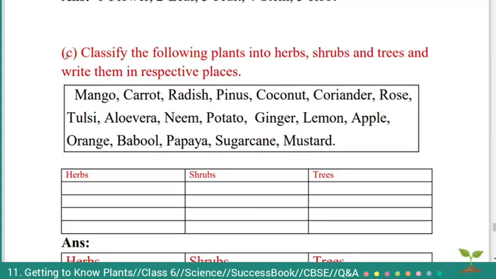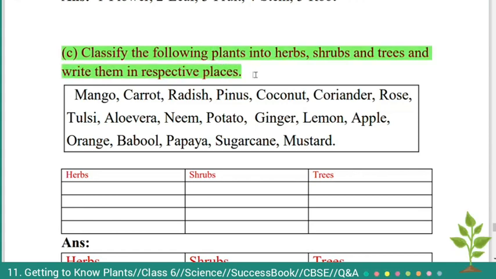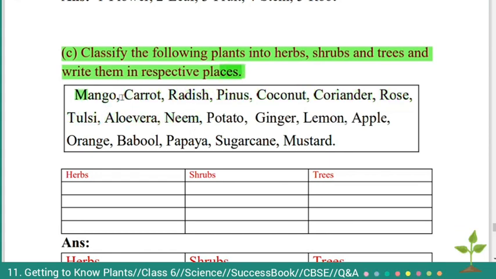Question C. Classify the following plants into herbs, shrubs and trees and write them in respective places. Here it is given mango, carrot, radish, pinus, coconut, coriander, rose, tulsi, aloe vera, neem, potato, ginger, lemon, apple, orange, babul, papaya, sugarcane, mustard. So, what you have to do? You have to classify into herbs, shrubs and trees.